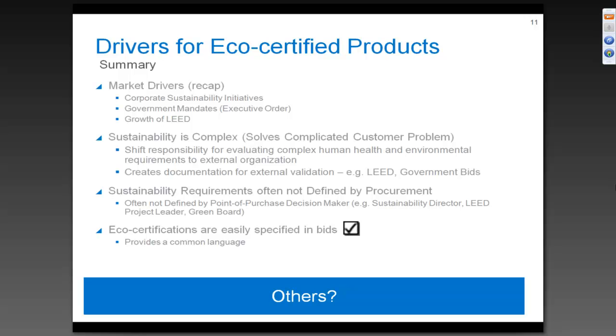Then another shift that we're seeing is that with corporate initiatives around sustainability, the procurement professional needs to connect with that initiative. And so the sustainability team can say, we want these eco-certified products, rather than having to go into much more complex detail of defining that eco-certification. So that's a driver, and it's easy to check the box and put it into a bid.